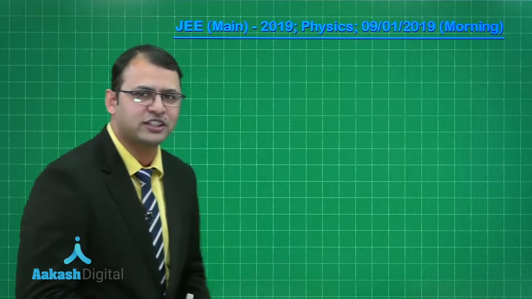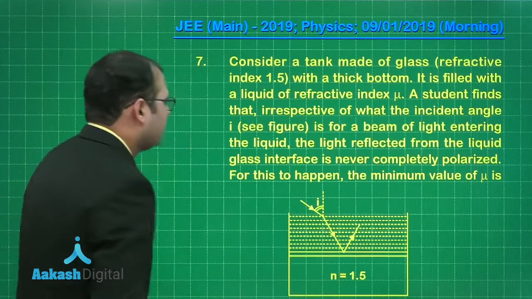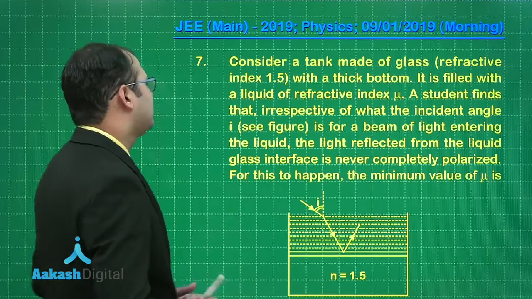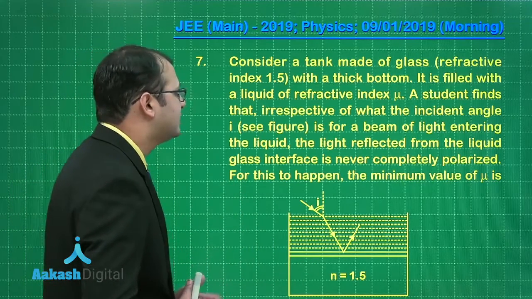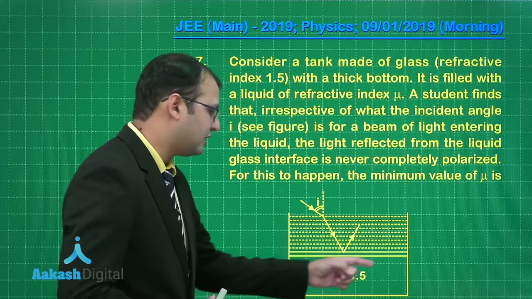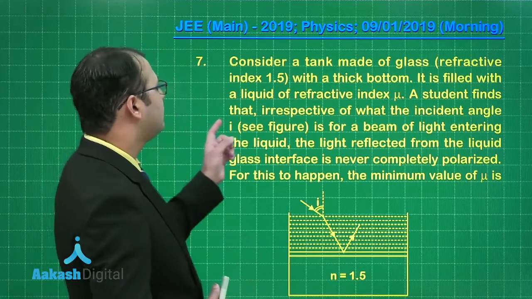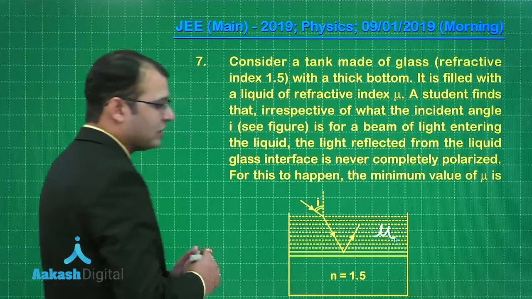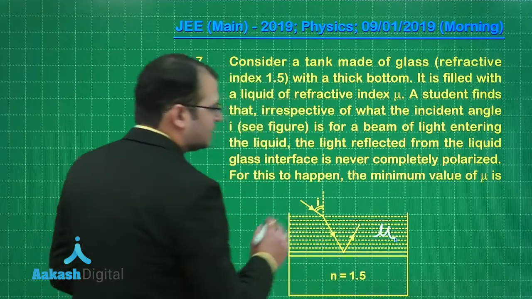Let's take our next question, that is question number 7. Now this question belongs to optics. Let's see what the question says. Consider a tank made of glass, refractive index 1.5, with a thick bottom, as you can see here. Now it is filled with a liquid of refractive index mu. So the refractive index of the liquid is there and the refractive index of glass is given to us.